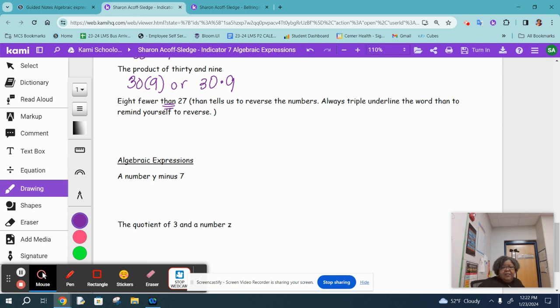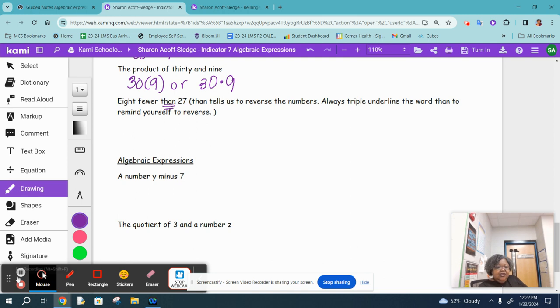Okay. Than means reverse. So what's behind the than comes first. Than tells us to reverse the numbers. So always like triple underline it or highlight it if you want to remind yourself to reverse. I have a TikTok up. Than means reverse. Than means reverse.